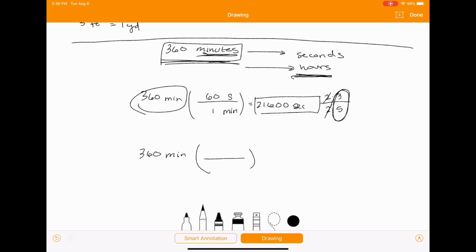And we come back here, we've got minutes in the top here. So we need minutes in the bottom here, and then hour in the top here, 60 minutes, 1 hour. These will cancel, you'll be left with hours as your units. So 360 divided by 60 is going to be 6 hours. And that's really all you need to remember for unit conversions. You just want to set it up so that your units are going to cancel.